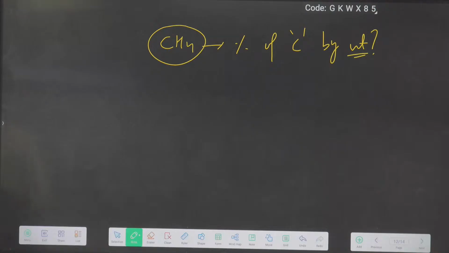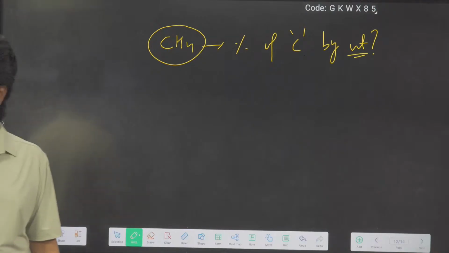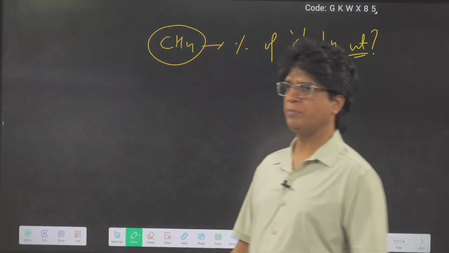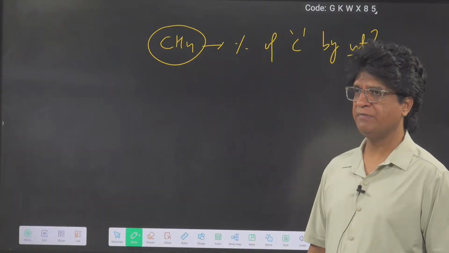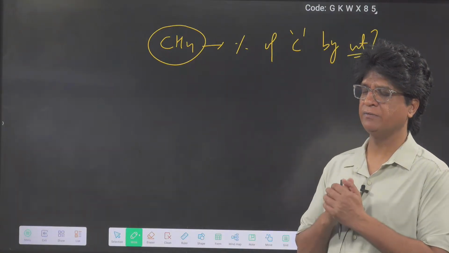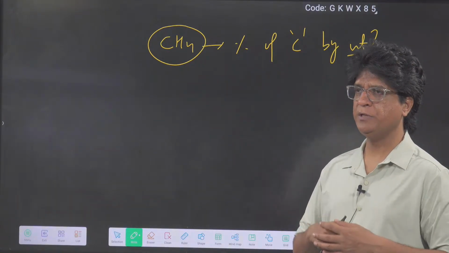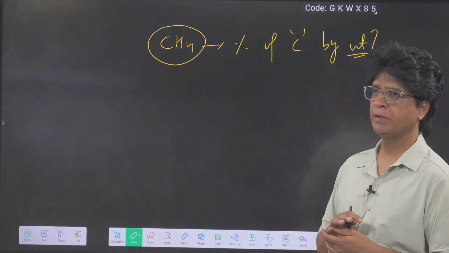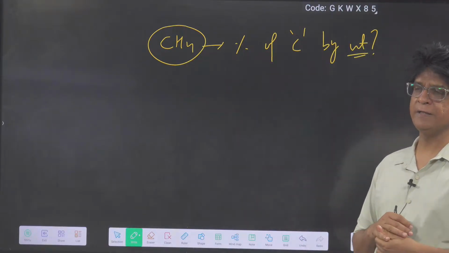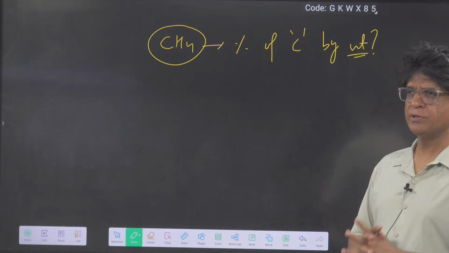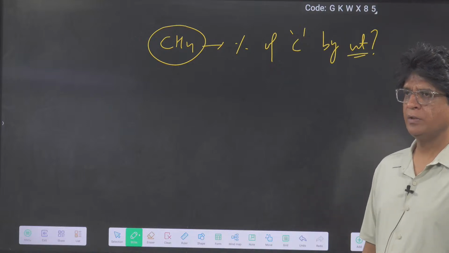Be careful what they are asking for, what they're looking for. Okay, Ashrit saying now 60%, Nishanti saying 75, Aditi 75, Arvinda 75. Okay, rest of you please be quick. Percentage of carbon by weight. Just do simple, basic things. 75, 75, 75, right?